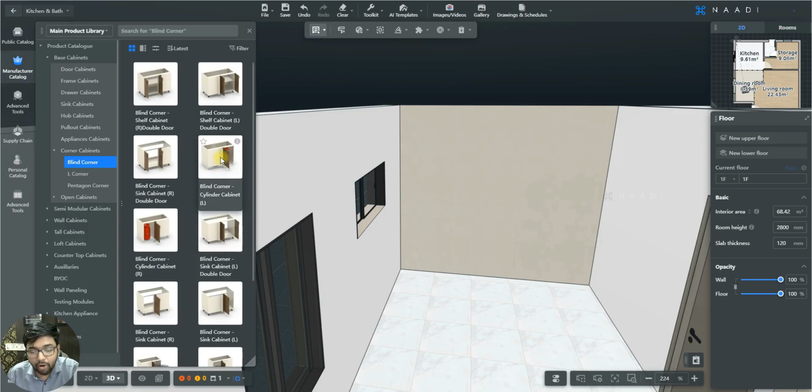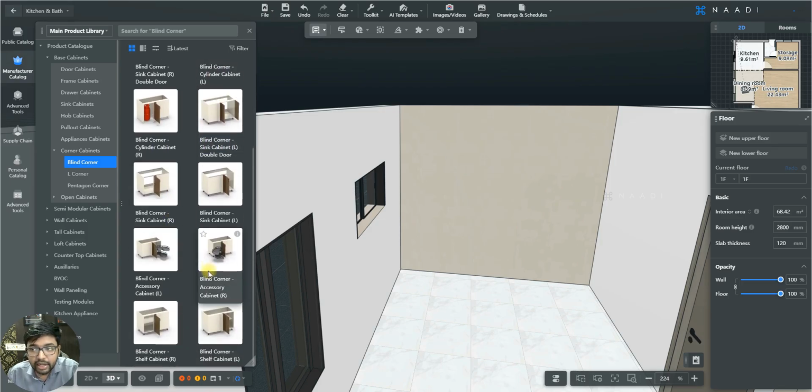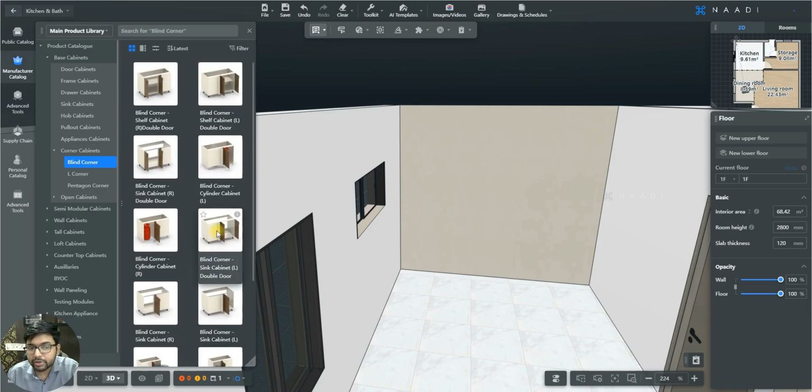And all these blind corners we addressed are single door blind corners, right? If you're looking for a double door blind corner, that is also cataloged. Can you see double door blind corner sink cabinets and double door blind corner shelf cabinets? So with this version, you will be able to get your cabinets into your project.